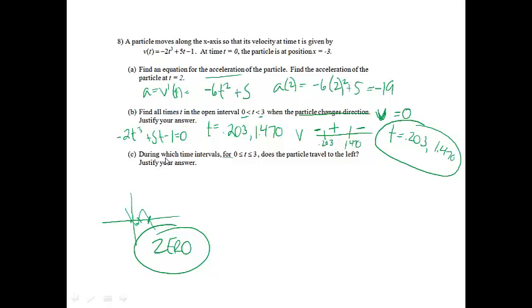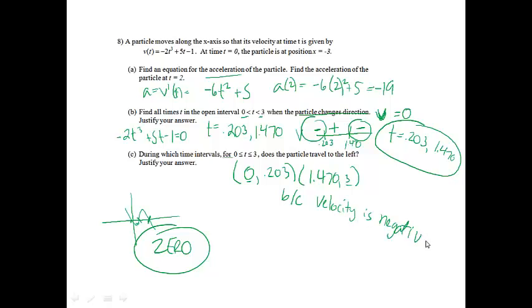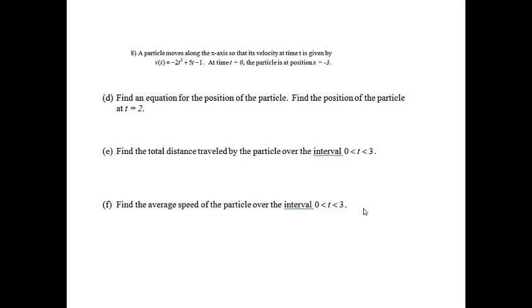Okay, part C, during which time does the particle travel to the left? So basically all I need to do is look at my negative values for velocity on my velocity chart. So the particle travels to the left from 0 to 0.203, and then again from 1.470 to 3. Notice I stopped at 0 and 3 instead of infinity because I was given limits. And why did it travel to the left? We would say because velocity is negative. Make sure you don't say because it is negative, because we need to make sure we know what you're referring to. All right, part D.